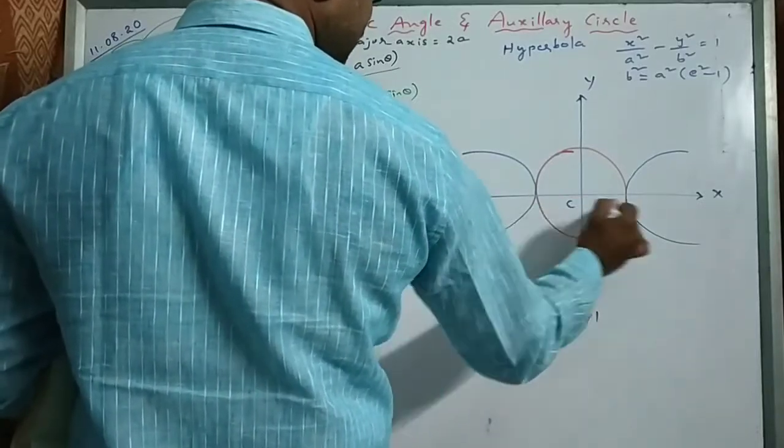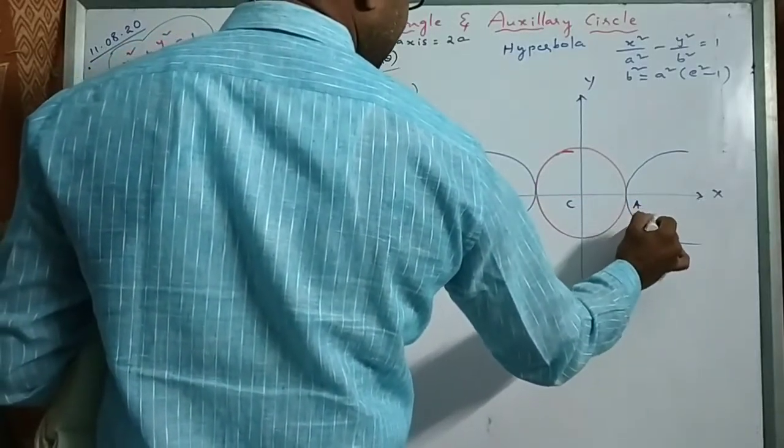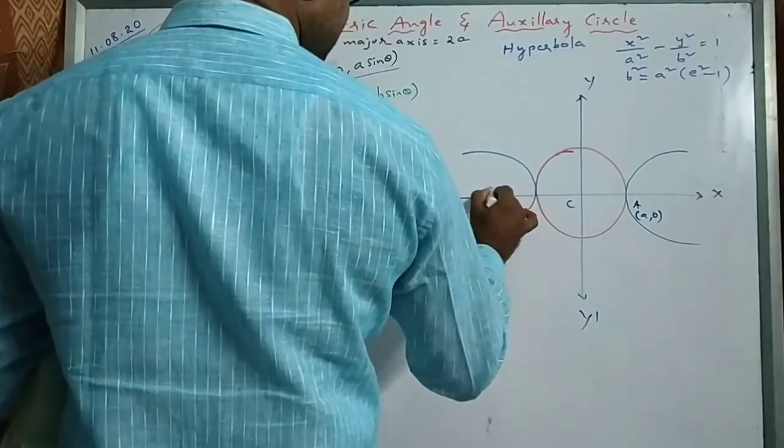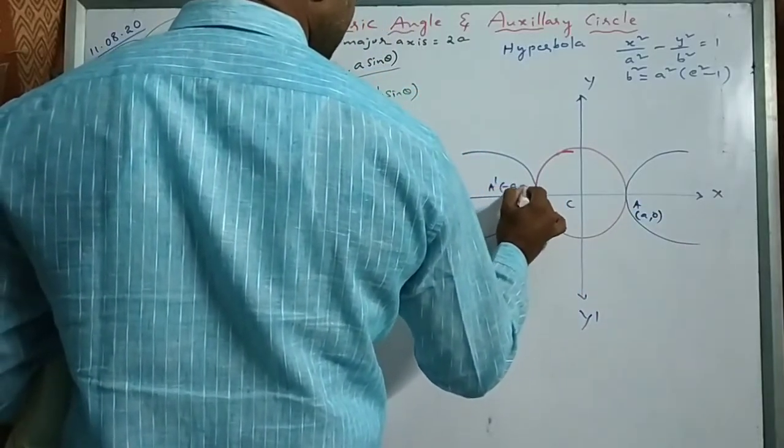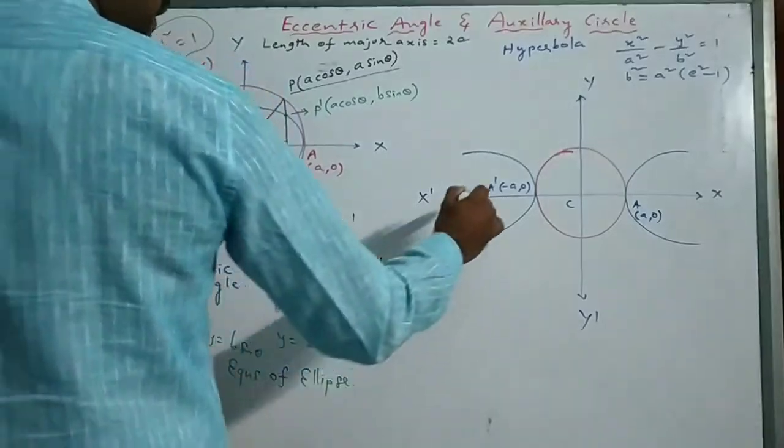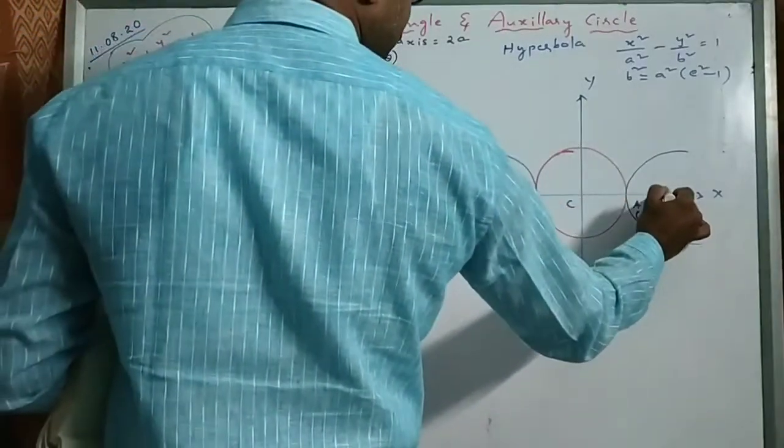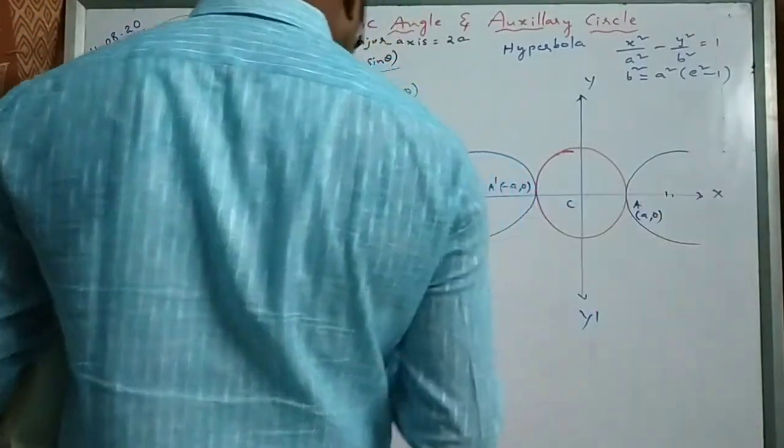This is center. a comma 0. This side, minus a comma 0. Vertices. Here one focus will be there. Here one focus will be there. Okay.